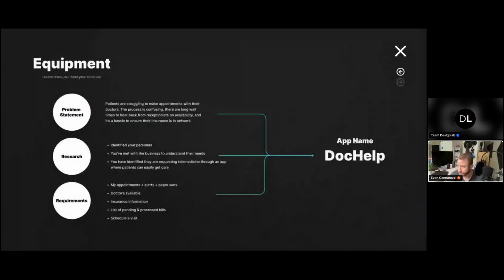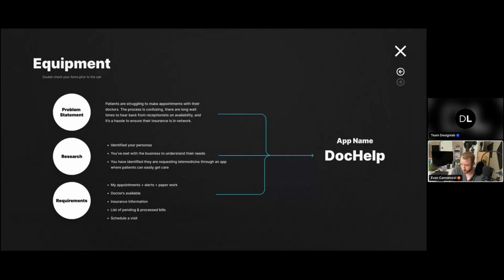So for this example, in a minute, we're actually going to do some live landing page building. I'm going to have some input from the team here so that we can actually build this together. So that should be fun. In this example, we're dealing with an application called DocHelp. Not the greatest name. I'm not in marketing, so I'm sure you guys probably could think of something better, but that's what I came up with.